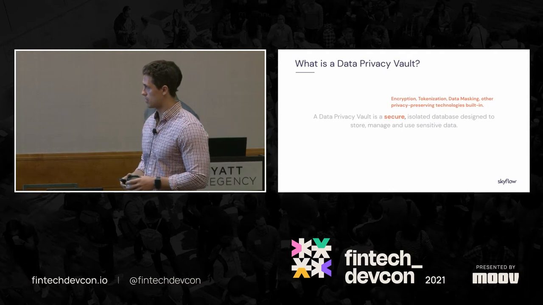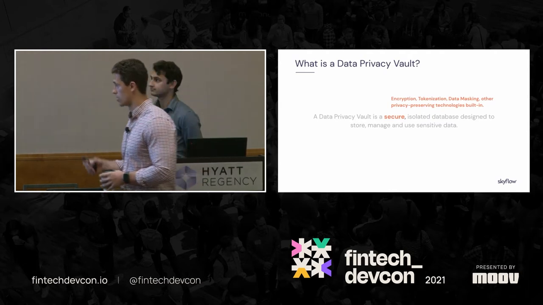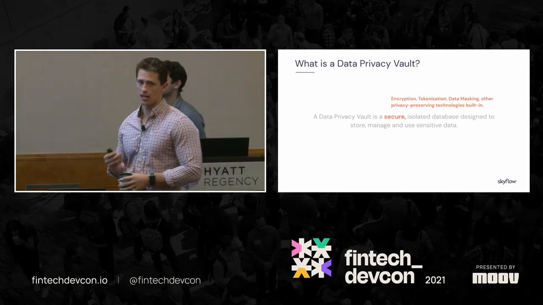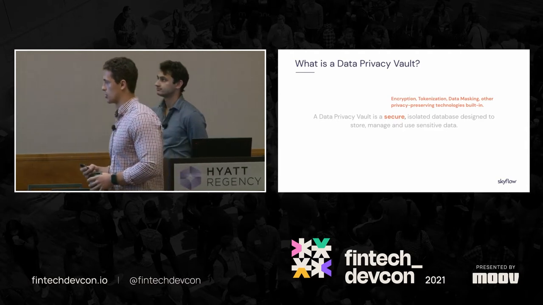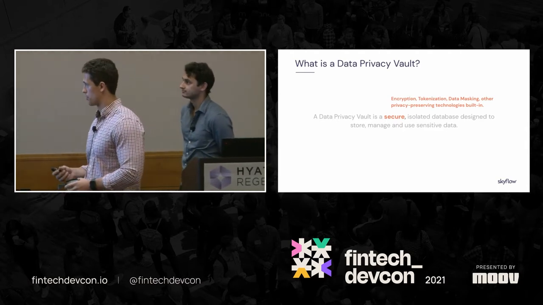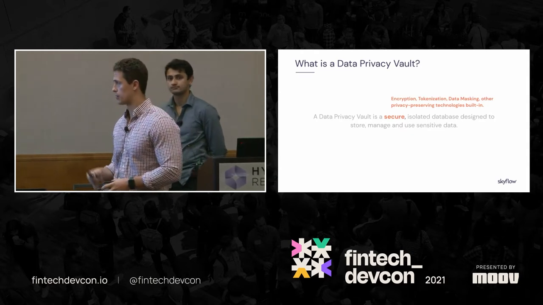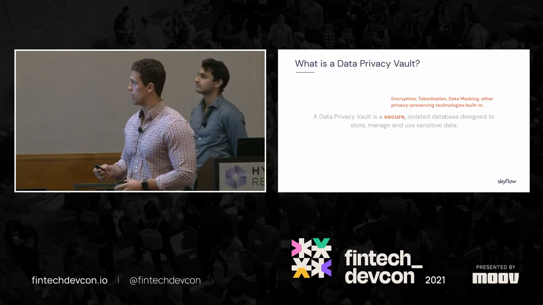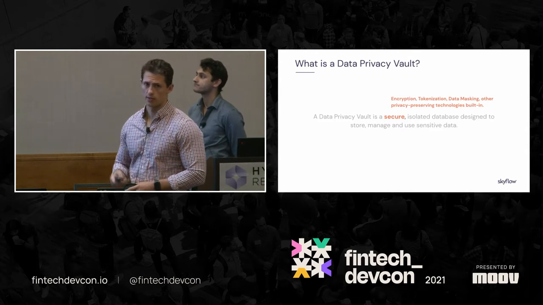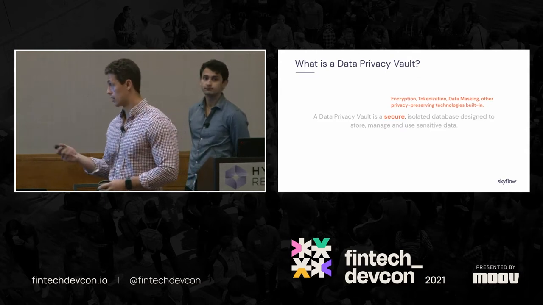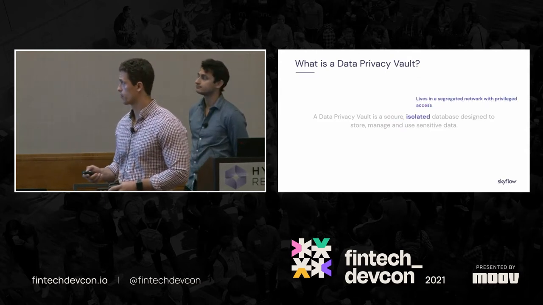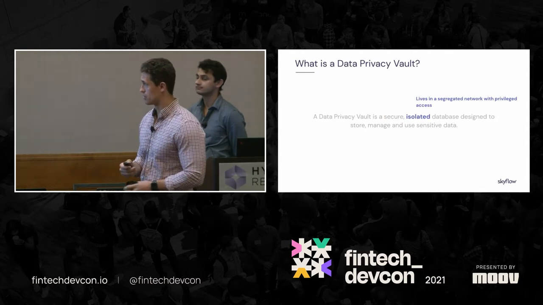So what does it mean to be secure? The data privacy vault should have native encryption, tokenization, data masking, and other privacy-preservation technologies built in. So things like differential privacy. How do you make sure that the data you're storing is encrypted at rest, in transit, as well as in use?